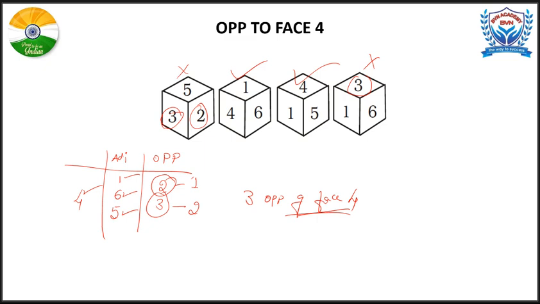Again I repeat, you have to identify the number which is appearing the maximum number of times in the picture from those numbers which are listed in the opposite column. Here in the opposite column we have listed 2 and 3, and when we check in the problem picture, 2 is appearing only once whereas 3 is appearing twice. Hence, whichever number appears the maximum number of times becomes the opposite of face 4. Hence, 3 is opposite to face 4.